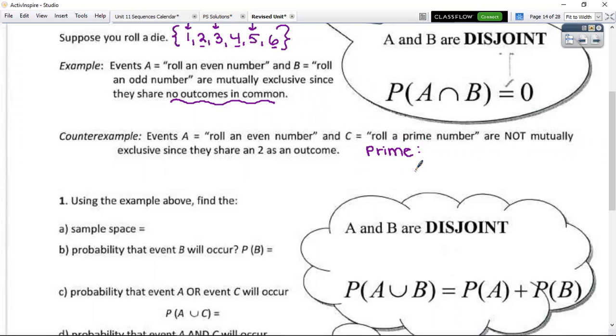1 is not a prime number because it's only divisible by 1. So your first prime number is actually 2. So the primes are 2, 3, and 5 on a die. Just so you don't make that mistake in the future, I want you to write that down because it's a common mistake. So 1 is not prime. These events, the probability of rolling an even number and the probability of rolling a prime number, are not mutually exclusive because they share 2 as an outcome.